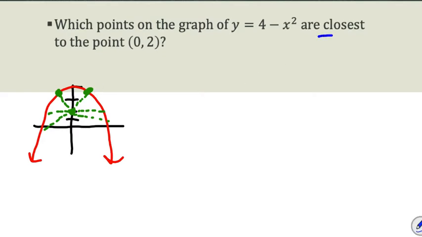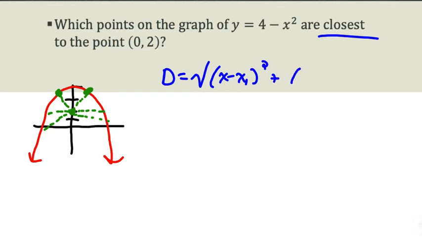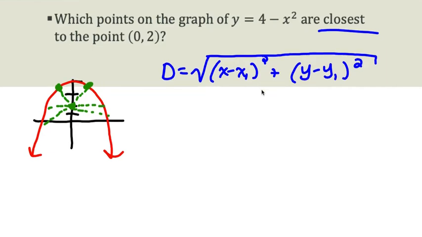So closest, again, means we're going to use distance. So hopefully you remember your distance formula. If not, it is x minus x1 quantity squared plus y minus y1 quantity squared, which is really just the coordinate plane form of your Pythagorean theorem. I don't know if you were ever told that before, but that's basically all the distance formula is. So we're going to plug stuff in here.